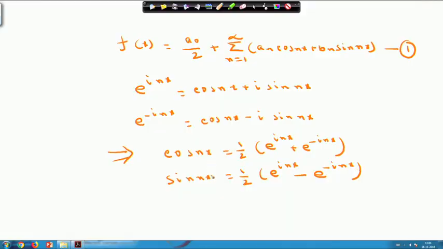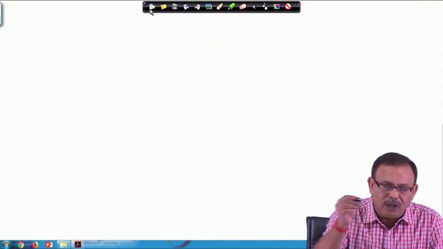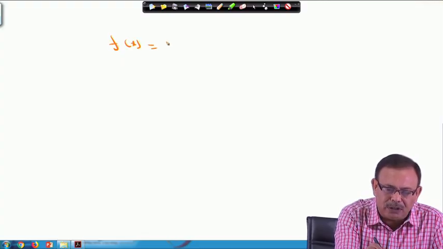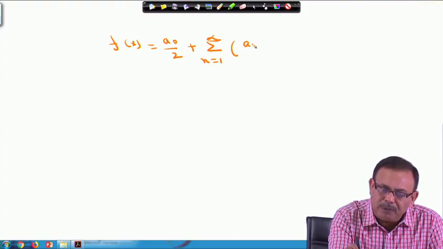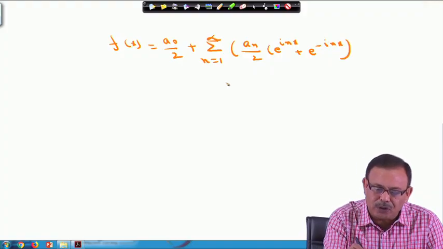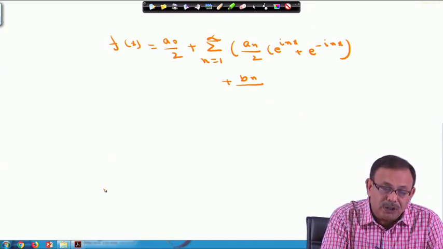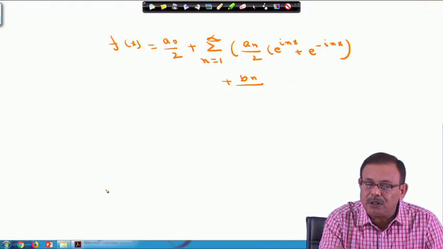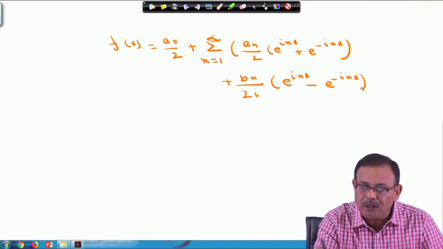So, if I now substitute these two values of cos nx and sin nx in equation 1, I have cos nx here and sin nx here. I will substitute these values, which I derived, in the given equation 1. Once I substitute this, f(x) can be written as f(x) = a0/2 + summation n = 1 to infinity of an by 2 into (e^(inx) + e^(-inx)). This is the value of cos nx, plus bn by 2i. Sorry, I made a mistake there. Your sin nx will be equal to 1 by 2i into this thing, and I am just writing it here, please note this one.